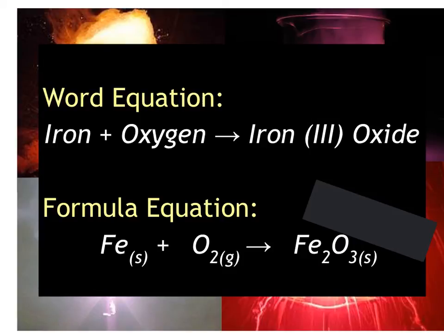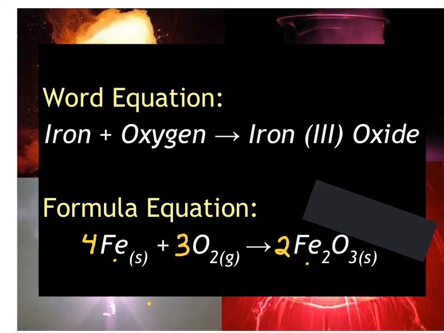Now that's the unbalanced form. In order to balance this, we're going to need to make sure that we've got the same number of atoms on one side as we have on the other. So the balanced equation is going to be Fe. We're going to need to have 4 of these. We're going to need to have 3 moles of oxygen, and it will yield 2 moles of our product, iron 3 oxide.